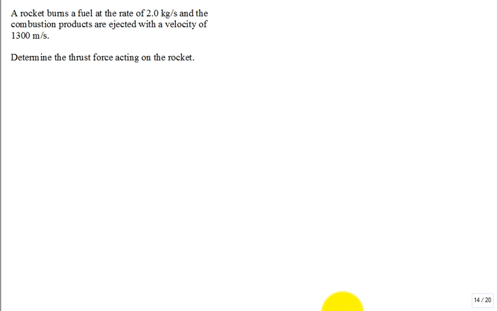Let's do this one. A rocket burns fuel at a rate of 2 kilograms per second, and the combustion products are ejected from the rocket with a velocity of 1,300 meters per second. So you could put the rocket either horizontal or vertical. You could put it like this, or you could put the rocket like this. It really doesn't matter. But what we're trying to show is that somewhere in here you have some combustion. And then what exits the rocket is some very high speed products of combustion. Okay, and so they exit, V exit at 1,300 meters per second with a mass flow rate of 2 kilograms per second.